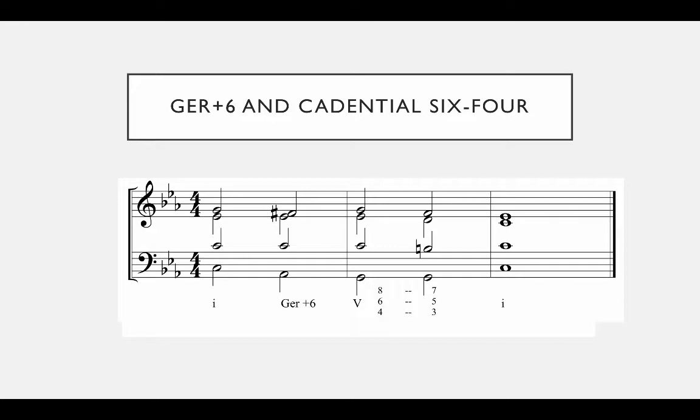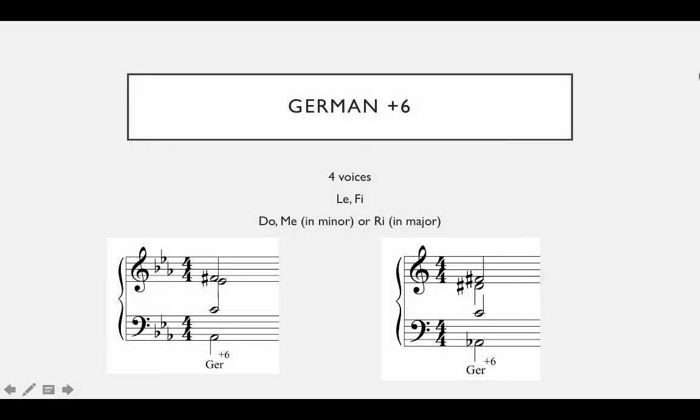Now, I'm going to show you how this works in the major mode. The German augmented sixth is spelled slightly different between a minor mode and a major mode. Basically, we're using an enharmonic equivalent because scale degrees behave a certain way based on their accidental. So if we're in a major mode, the difference between me and re is very different. Me is a flattened scale degree and would insinuate a downward motion. If we use re, however, that scale degree wants to ascend because it's a raised, sharp note.